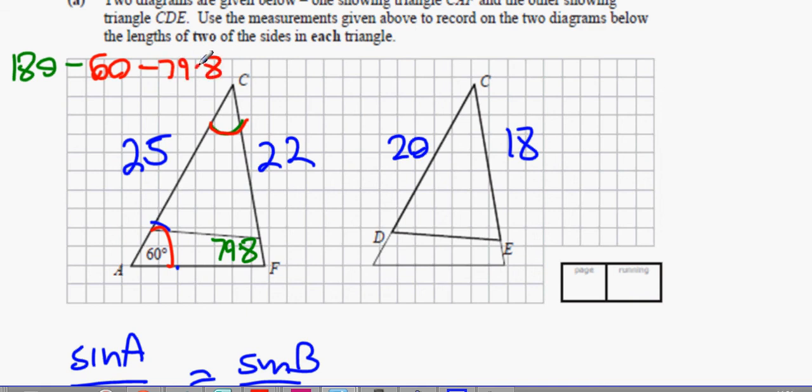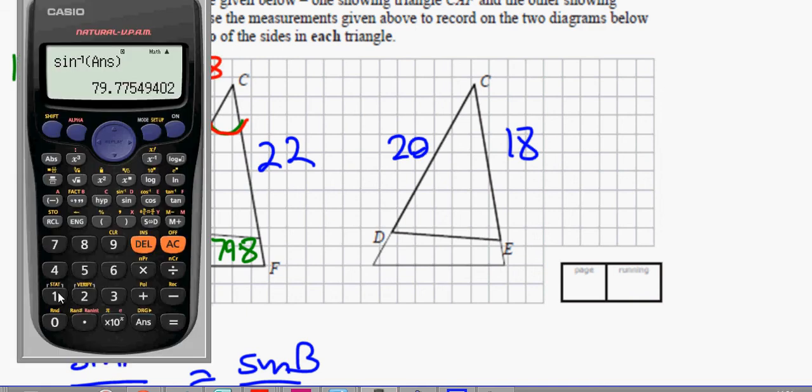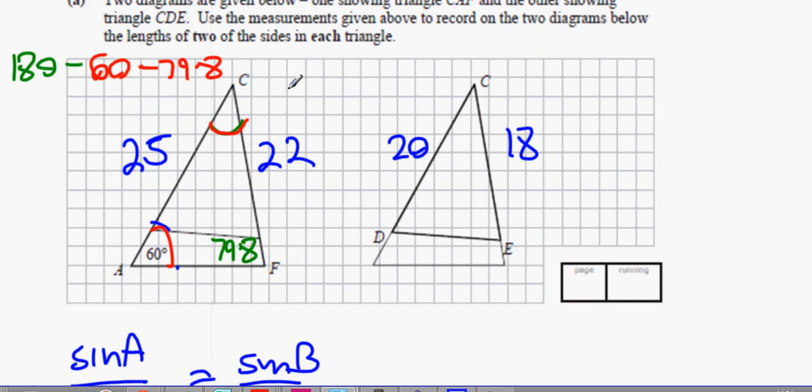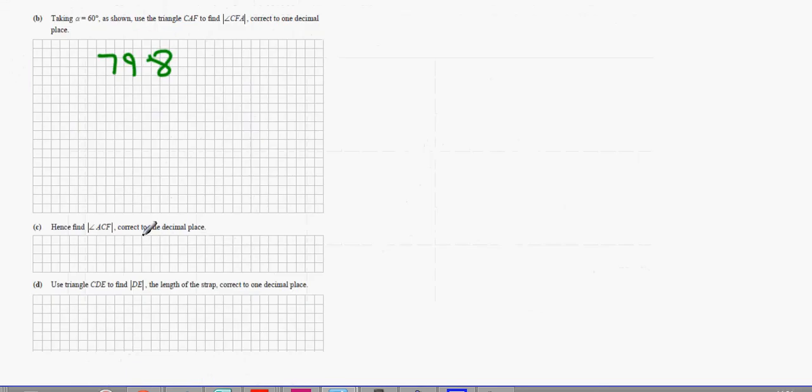Okay, so 180 minus 60 minus 79.8, and what we get there is 40.2. Now remember, this is in both triangles, and this angle is a common angle, so it's 40.2 in both of them. Okay, so we can move on here, we get 40.2.